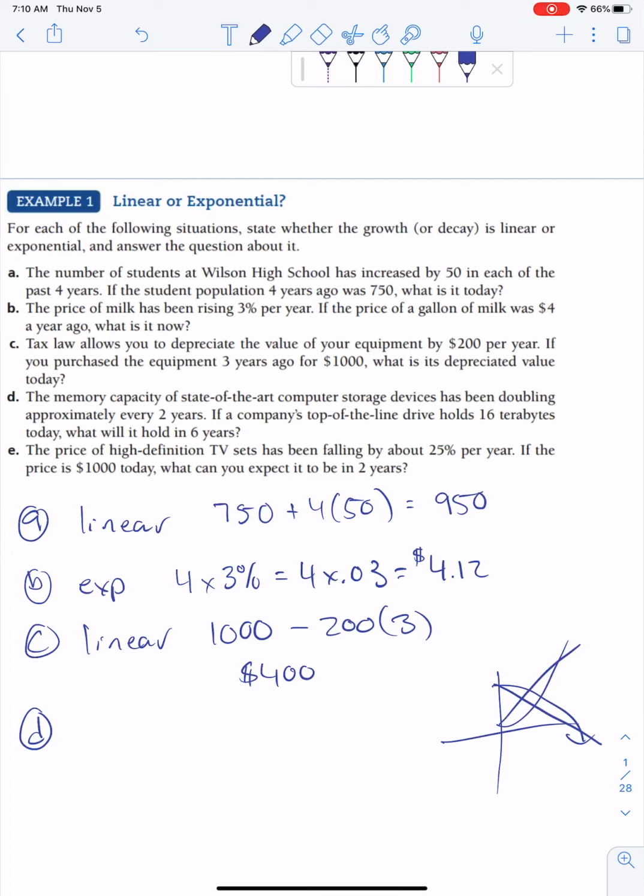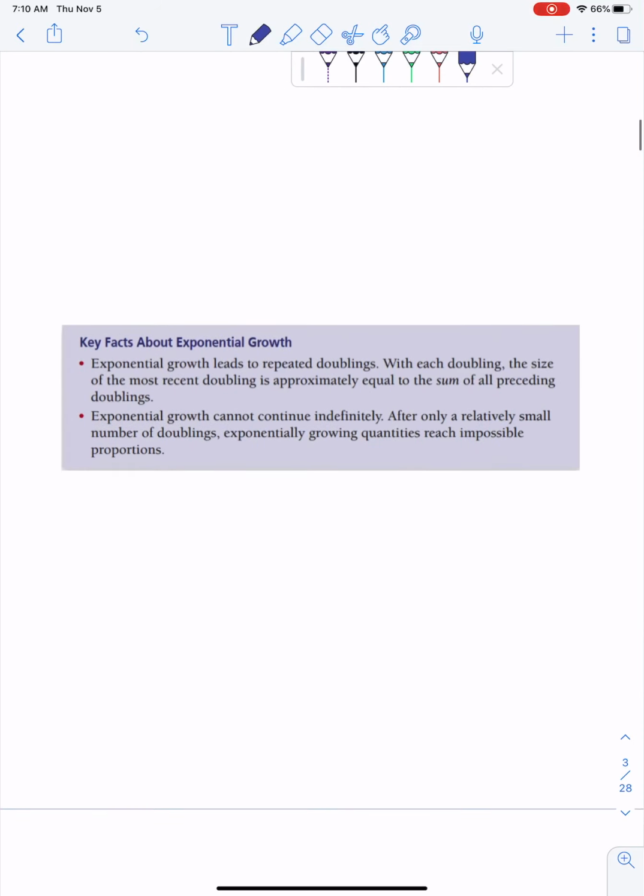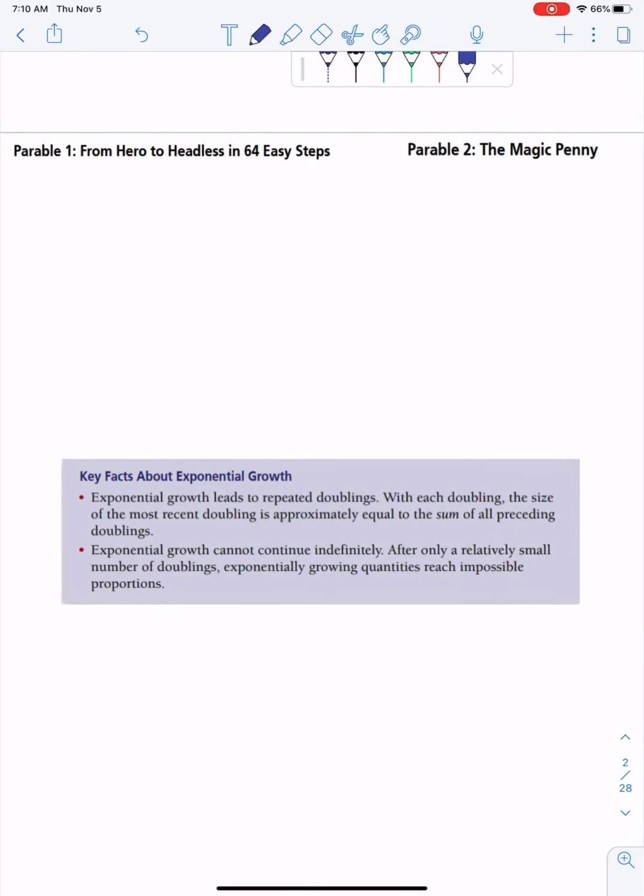Okay? Part D, the memory capacity of a state-of-the-art computer has been doubling approximately every 2 years. If a company's top-of-the-line drive holds 16 terabytes today, what will it hold in 6 years? So right now it holds 16, and every 2 years it doubles. So in 2 years, it's going to be at 32. 2 years later, it's going to be at 64. And 2 years later, it's going to be at 128. So in 6 years, you go from 16 to 128. All right, I think that's enough examples of those. We will talk about these parables when you come to class. We're also going to talk about folding paper and seeing how many folds it takes to get to the moon. But we'll do that one in class.